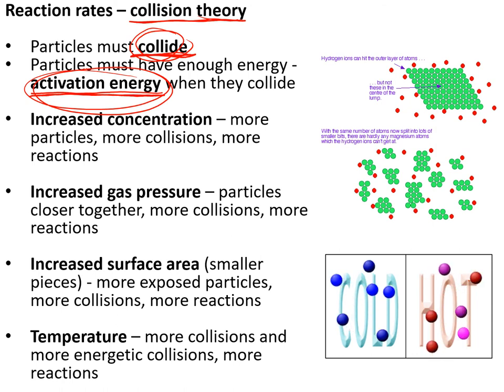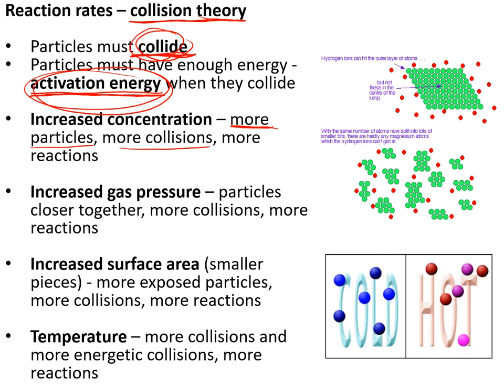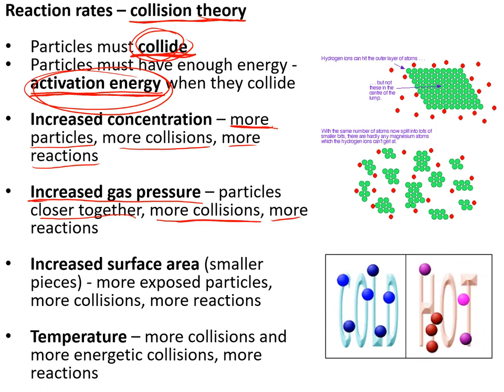Okay. So if we increase the concentration of a substance, you know, say an acid or something, that means there'll be more particles around, so there'll be more collisions, so then there'll be more reactions. And note that sequence of events: more particles, more collisions, more reactions. If we increase the pressure of a gas that's reacting, okay, that means the particles are going to be closer together, so again there are going to be more collisions and more reactions.